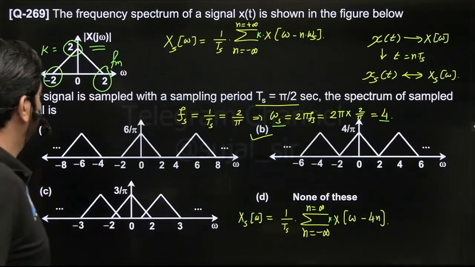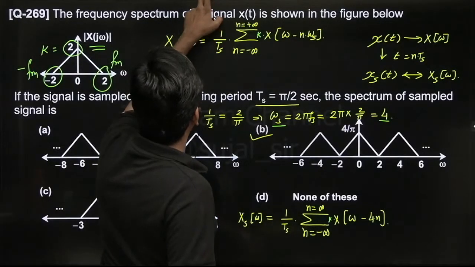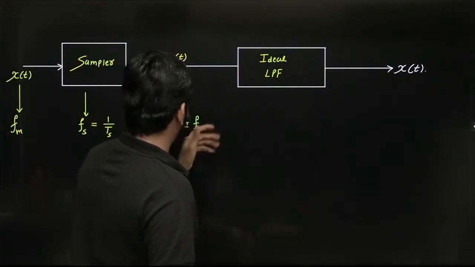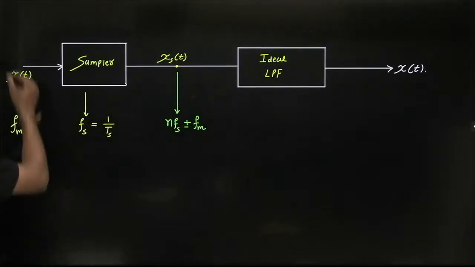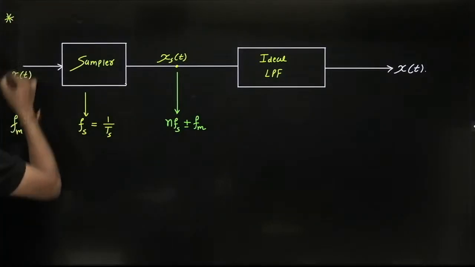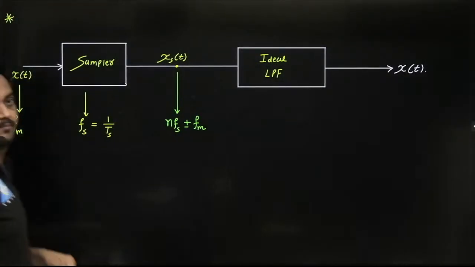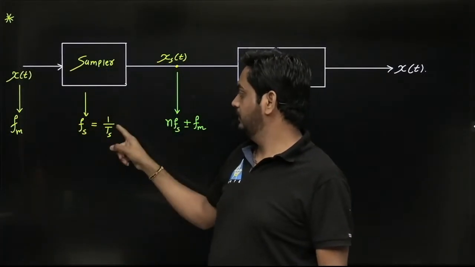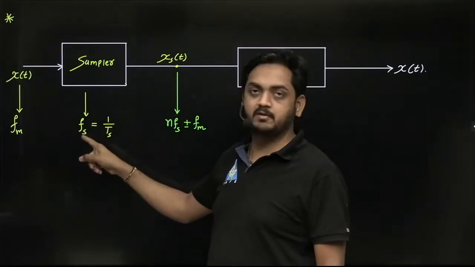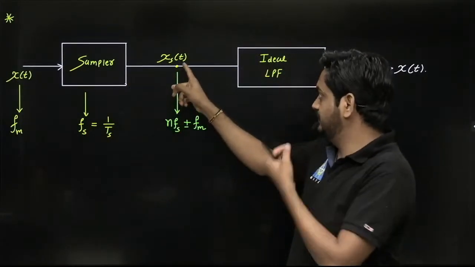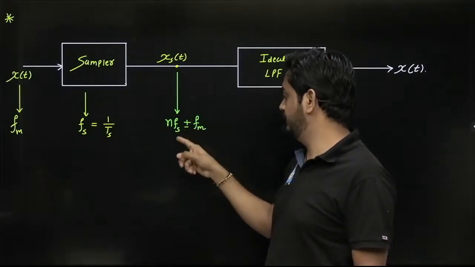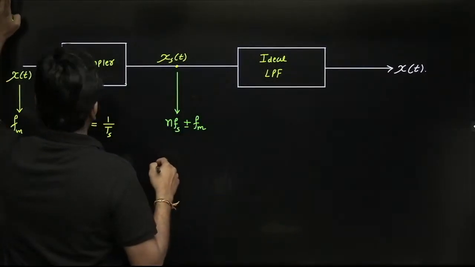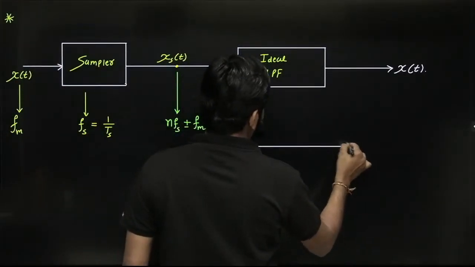Okay, so next, what I'm saying guys, this is nothing but n Fs plus or minus Fm. Observe this: the input x of t has a maximum frequency Fm, with sampling period Ts, sampling interval Ts, and sampling frequency Fs. Then the output is a sampled signal whose frequency we have just seen, n Fs plus or minus Fm. And this is the ideal low pass filter. This is very important guys, the ideal low pass filter.